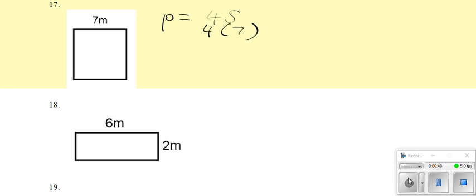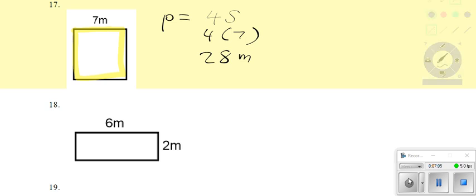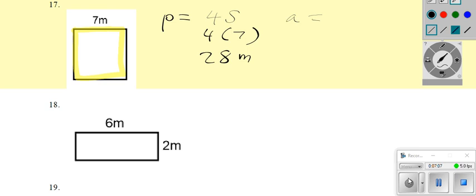Or, since the side length is 7, 4 times 7, which means the distance around the outside of this shape, going all the way around like this, would be 28 meters as a perimeter. When I look at the area, our formula for this is side squared, or 7 squared, or 49 meters squared.